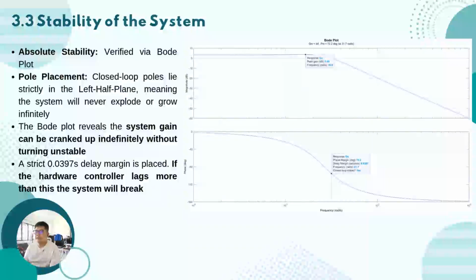However, we must respect the physical constraints. We have a strict delay margin of 0.0387 seconds. What this means for our hardware implementation is that if the controller lag exceeds this 38 millisecond threshold, the phase lag will push the system past the stability point and it will break. In summary, the system is robust in gain but exceptionally sensitive to timing.